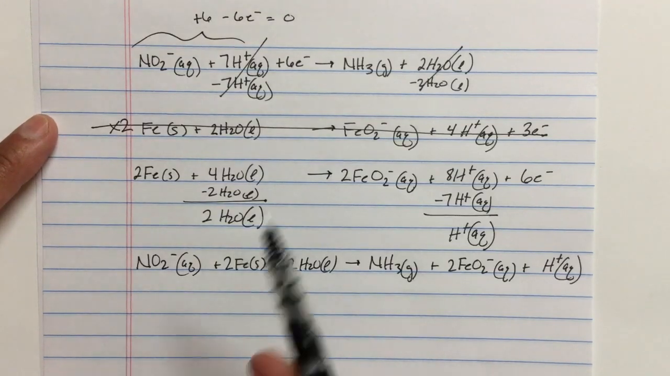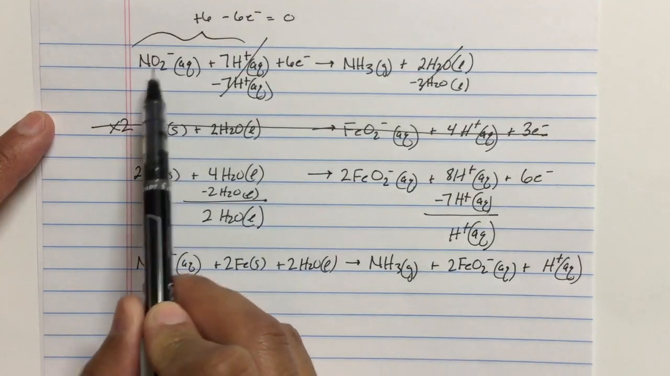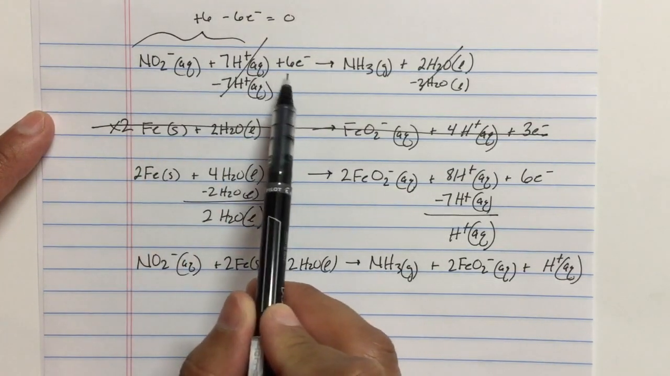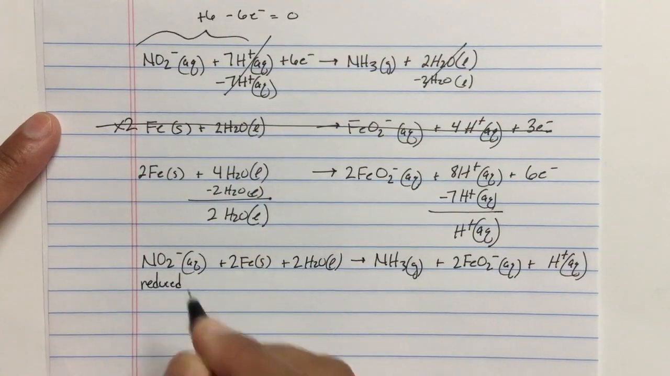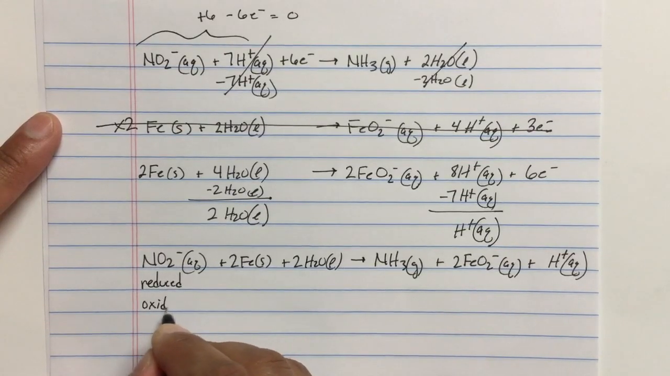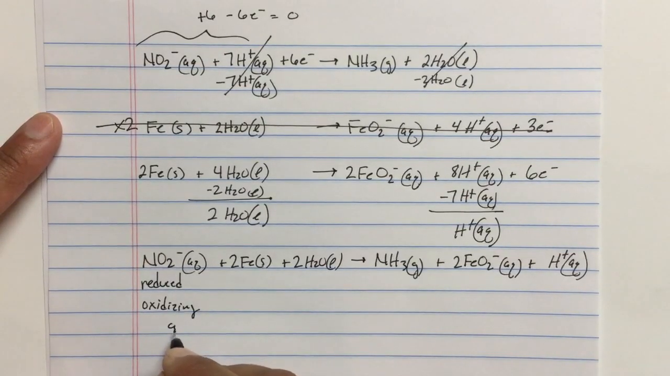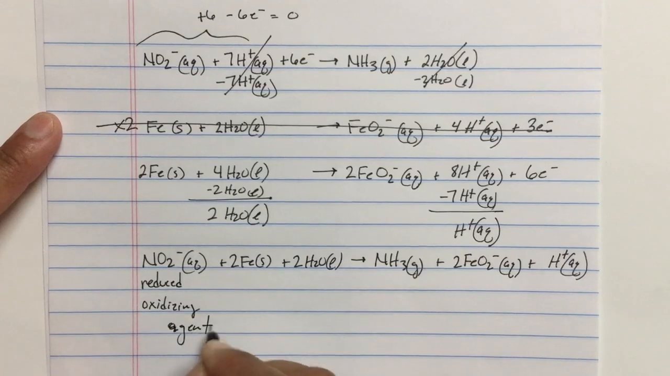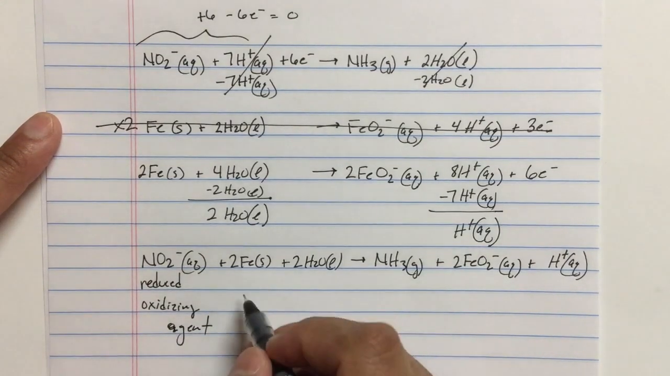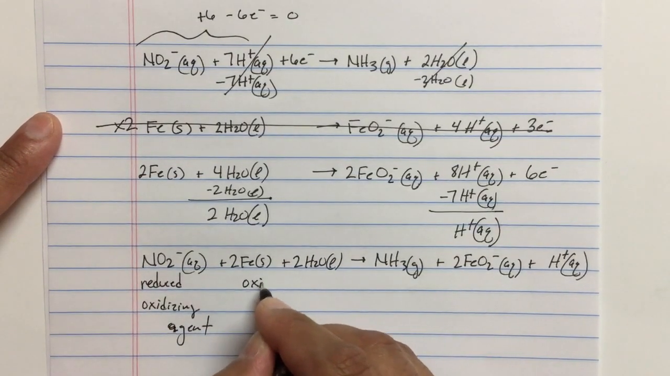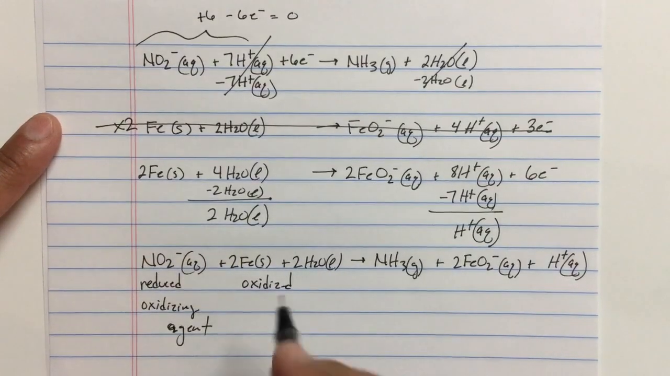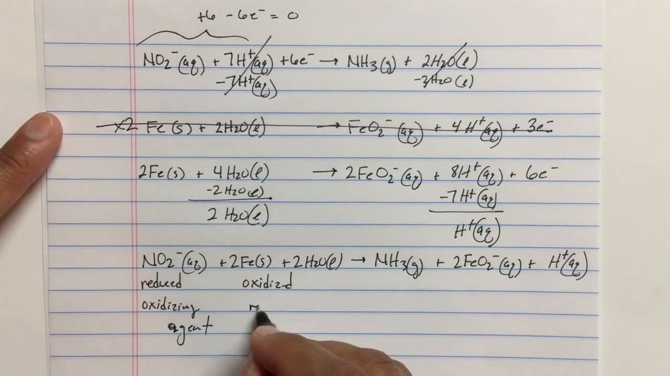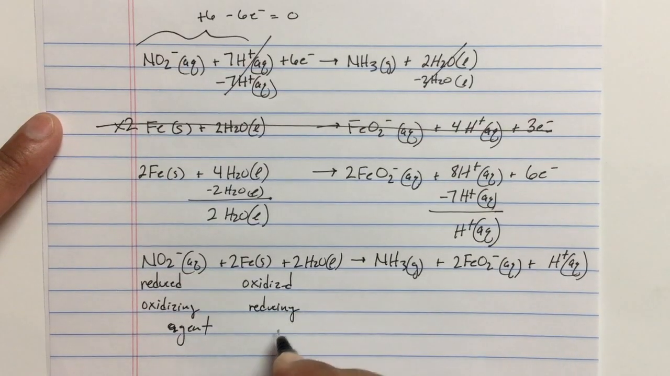Okay, just to recap here, the nitrite gains electrons, so the nitrite is reduced. It's the oxidizing agent. The iron is oxidized. It loses electrons. The oxidized species is the reducing agent.